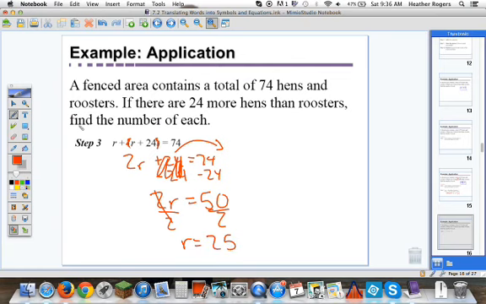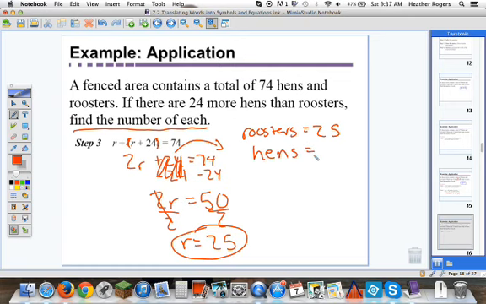Okay? Now here's that part 4 where it said solve the equation, then part 5 says answer the question. R equals 25 solves my equation but does not answer my question because the question asked to find the number of each. I found my roosters. That's great. The number of roosters is 25. But to answer my question, I have to also say how many hens there are. So make sure you do that. Well, if there's 25 roosters and there's 24 more hens than roosters, then I'm going to take 24 hens plus my 25 roosters, and I get 49. So there's 49 hens and 25 roosters.